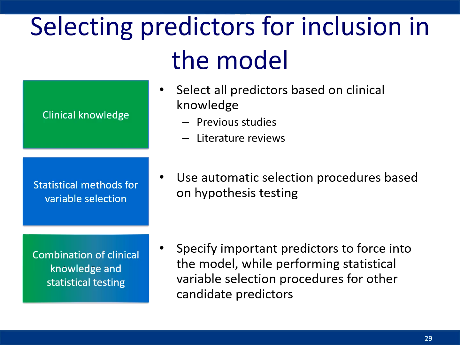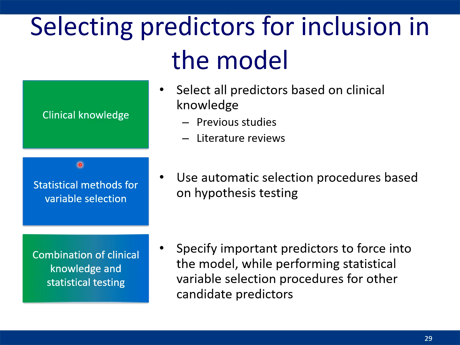So let's move on now to looking at ways in which we can actually develop the model and select which variables should be included in it. There are different ways we can select predictors for inclusion in a prediction model, and a good place to start is with clinical knowledge. So we could select all the predictors that are known to be predictive, and we could get information from previous studies and literature reviews to inform our selection of these predictors.